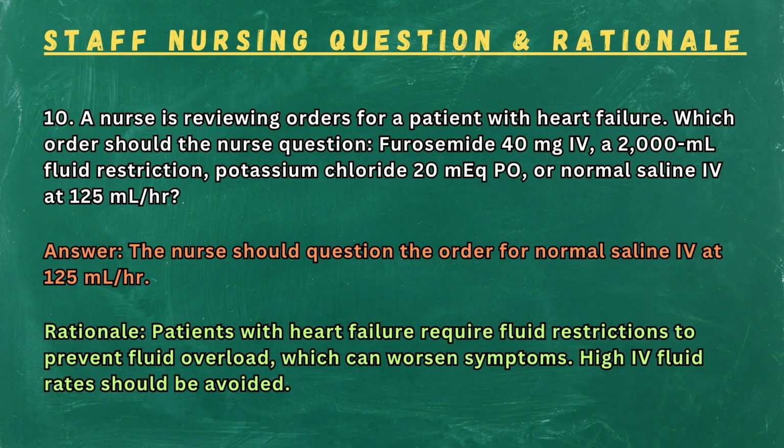10. A nurse is reviewing orders for a patient with heart failure. Which order should the nurse question? Furosemide 40 milligrams IV, a 2,000 milliliter fluid restriction, potassium chloride 20 milliequivalents orally, or normal saline IV at 125 milliliters per hour? Answer: the nurse should question the order for normal saline IV at 125 milliliters per hour.